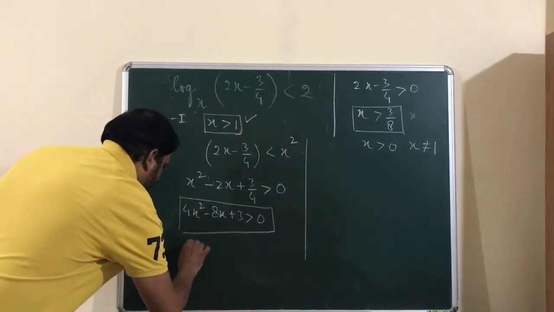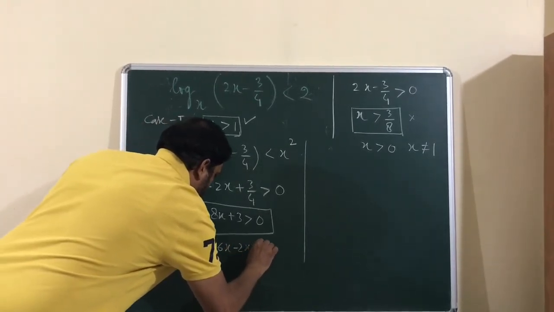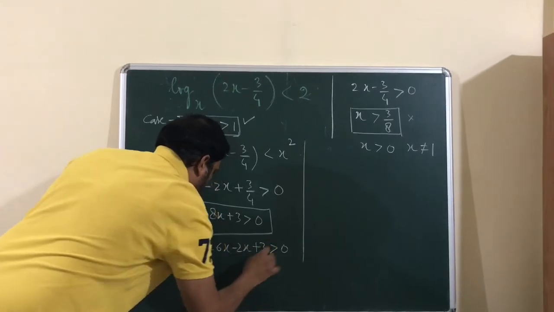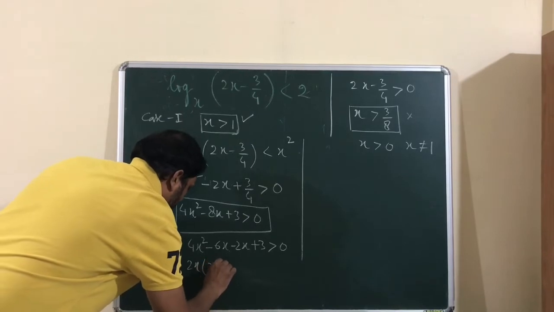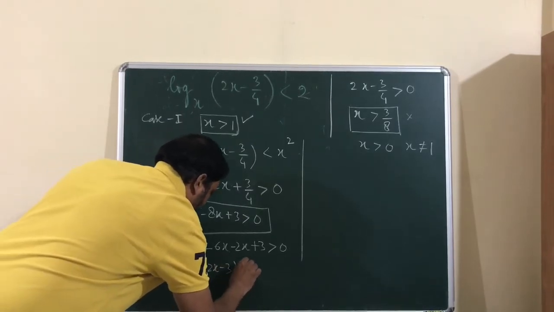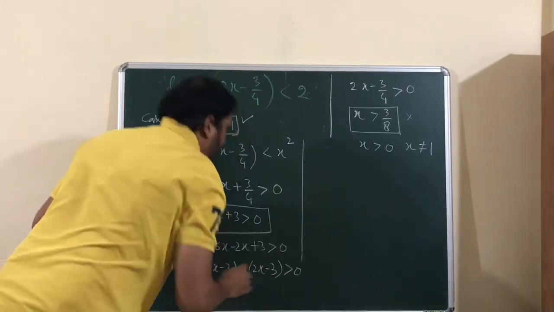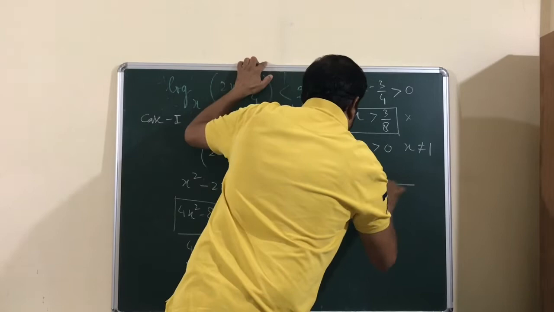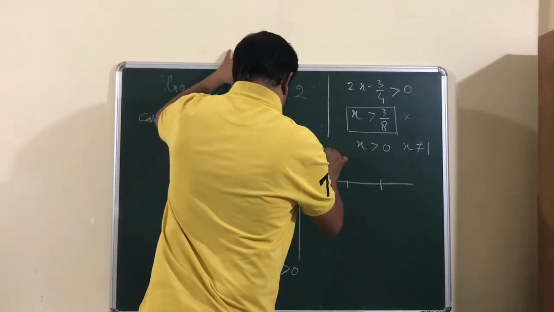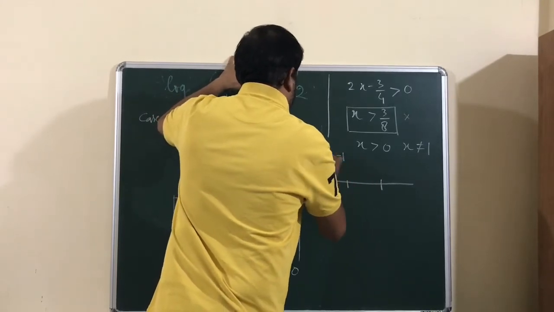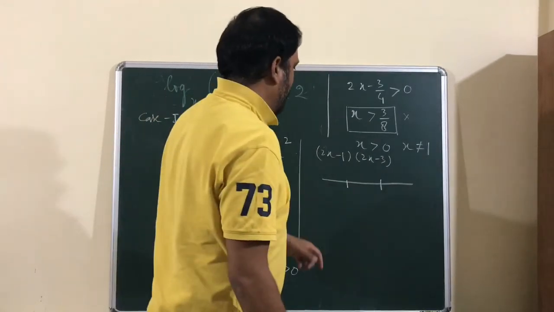And that 4x square minus 8x plus 3, we can write as 4x square minus 6x minus 2x plus 3 is greater than 0. So we can take 2x common. We get 2x minus 3, and you take minus 1, 2x minus 3 is greater than 0. So using the wavy curve method, you can see the factors you will be getting here, that is 2x minus 1 and 2x minus 3. So that will be at 3/2 and 1/2.